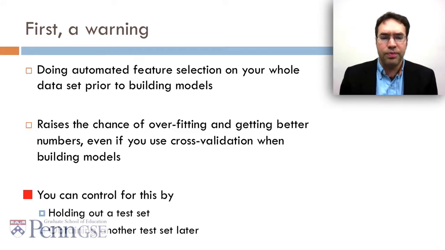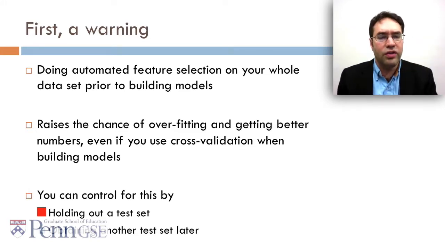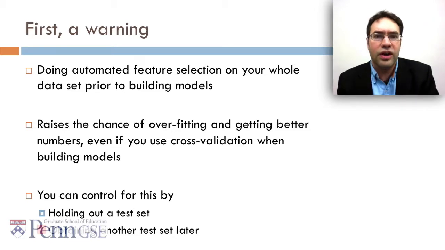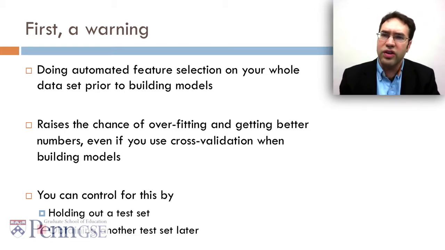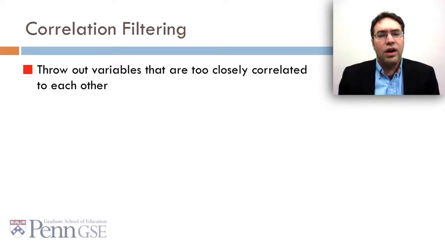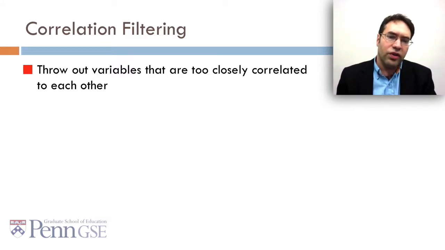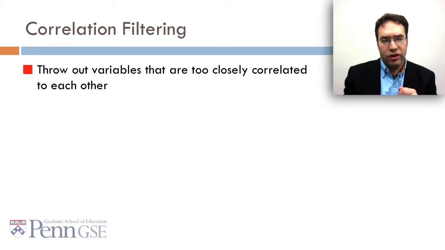You can control for this by doing the standard things, holding out a test set, or obtaining another test set later. It's not necessarily wrong to do this, it's just something you've got to keep in mind. One approach for doing this is correlation filtering. With correlation filtering, you throw out variables that are too closely correlated to each other.